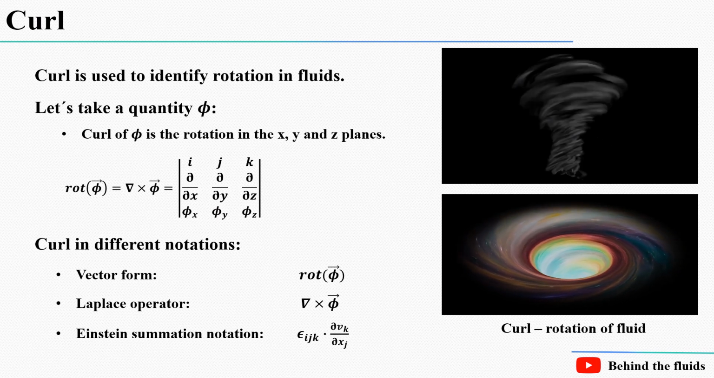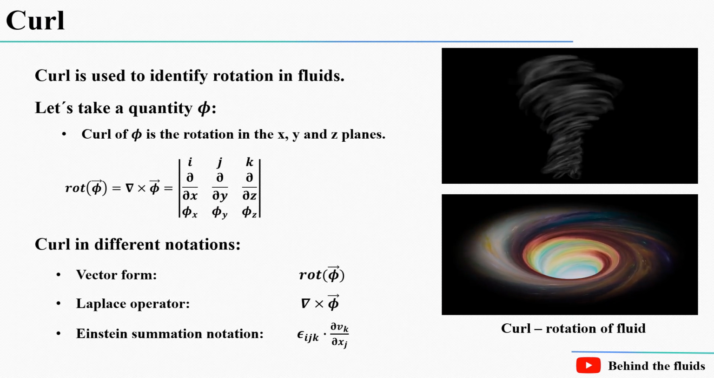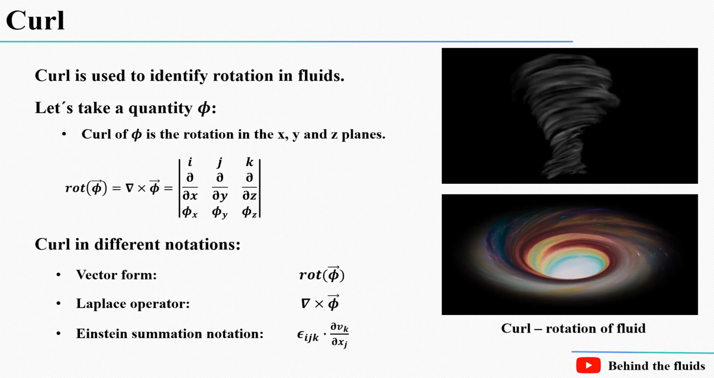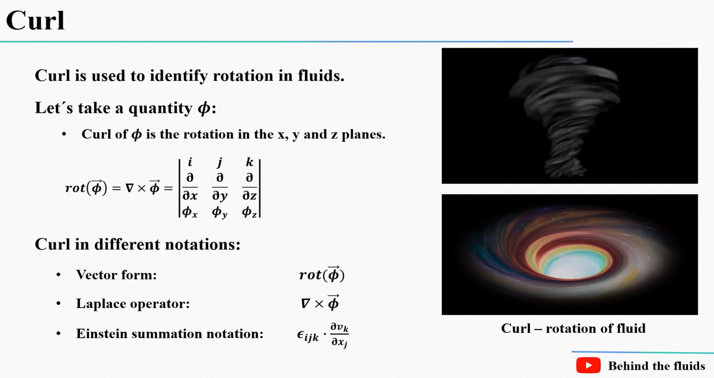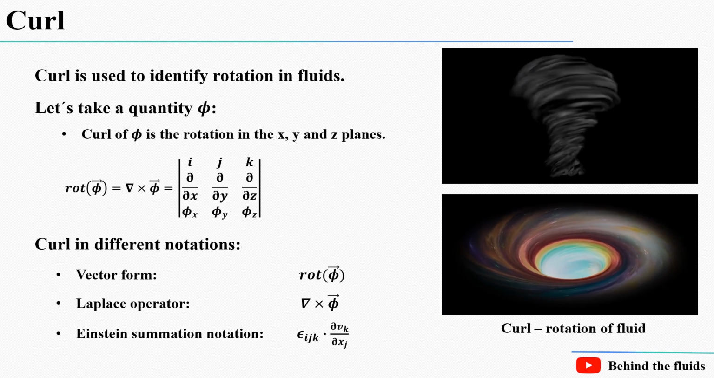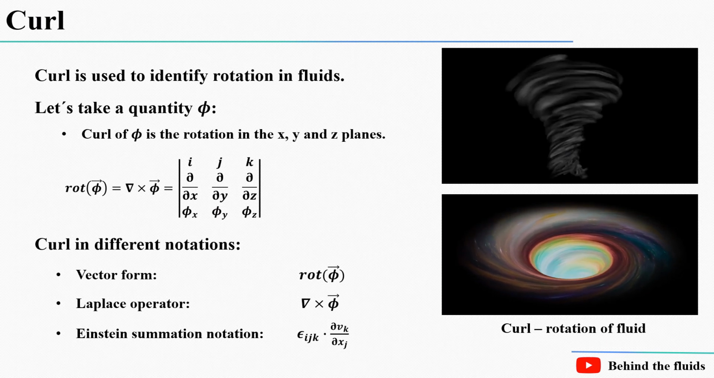In Einstein summation notation, the curl of the velocity vector v is expressed using the Levi-Civita symbol epsilon subscript ijk multiplied by the partial derivative of v subscript k with respect to x subscript j. The Levi-Civita symbol helps to select the appropriate components to represent the rotation in each direction, resulting in a vector.